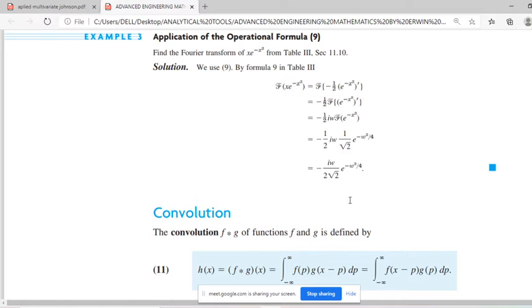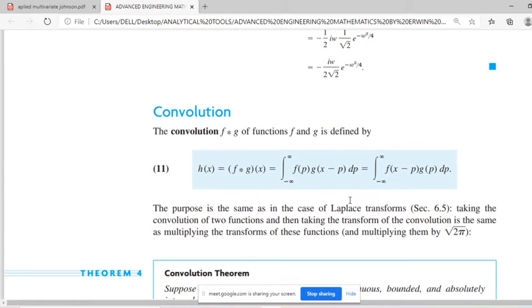So that is equal to, we can rearrange it, minus iw by 2 root 2 e raised to minus w square by 4. Right? So that is the application of the Laplace transformation of the derivative. Okay, you can do many problems from the exercise. Now we move to the convolution.